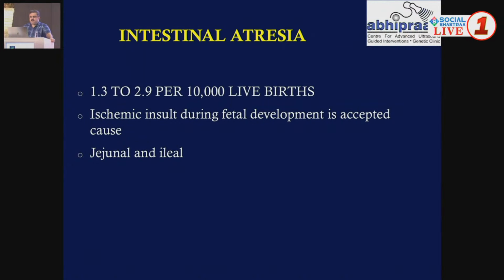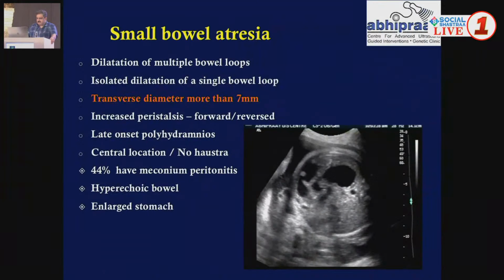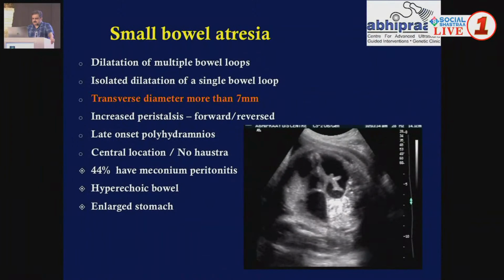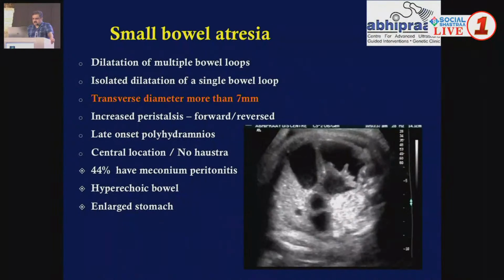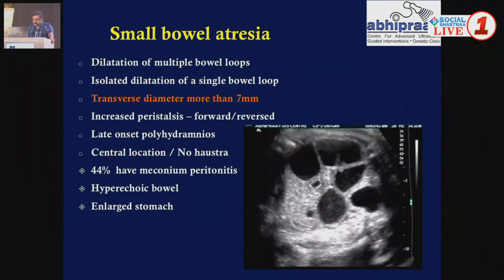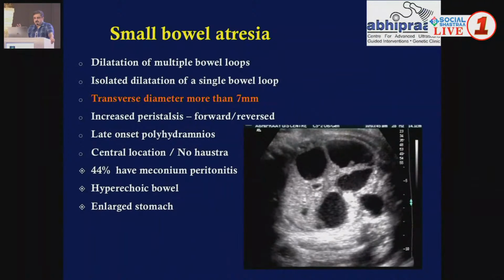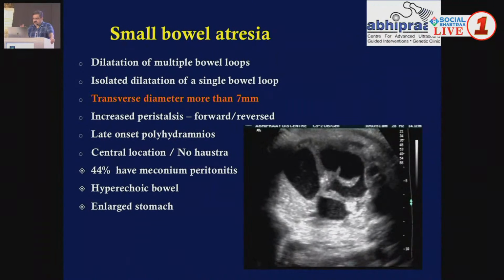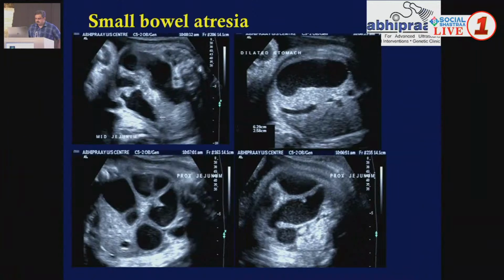Atresias of the intestine are generally vascular accidents, and therefore they generally involve the jejunum and the ileal loops. You have a dilatation of multiple loops or a dilatation of a single loop, the diameter of which is exceeding 7 millimeters, with increased peristalsis and late onset polyhydramnios, but the dilated bowel is central, and this is what is important to differentiate it from a colon, that it shows peristalsis, there's no haustrations, and it is centrally located. Dilated bowel can rupture and lead to meconium peritonitis. You can have echogenic small bowel as a result of meconium peritonitis. You can have an enlarged stomach if the obstruction is more proximal.